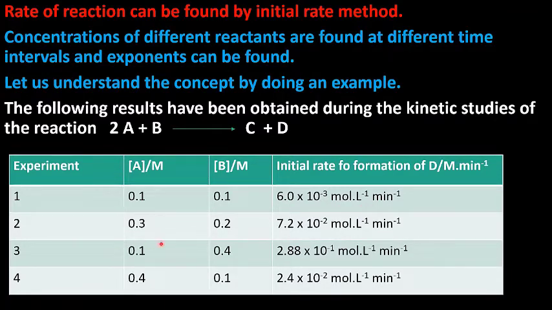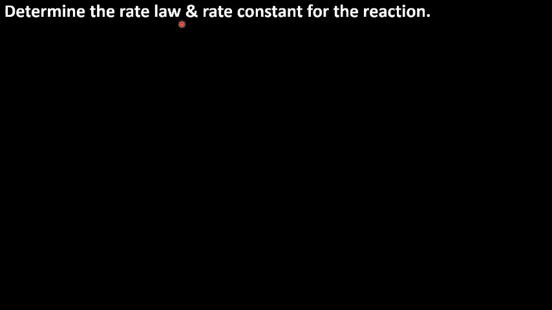In the second experiment, 0.3, 0.2, 7.2 into 10 to the power minus 2, and in the third experiment, the molar concentrations of A in the first and third experiments are the same, whereas that of B is different, and the rate is 2.88 into 10 to the power minus 1. In the fourth experiment, the molar concentration of A is 0.4 mole and that of B is 0.1, and the initial rate of formation of D is 2.4 into 10 to the power minus 2 mole per liter per minute. Determine the rate law and rate constant of the reaction. This is the problem, and let us find the rate law and rate constant.